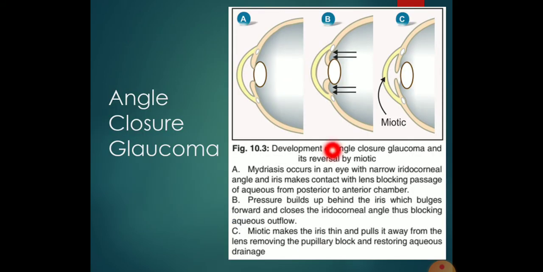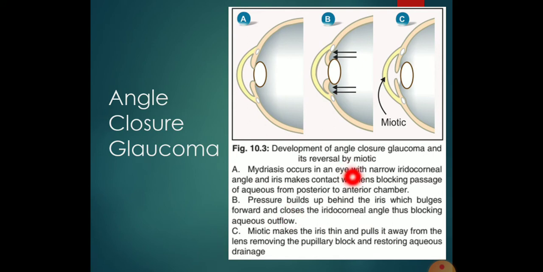So let's come to angle closure glaucoma. Mydriasis occurs in an eye with a narrow iridocorneal angle, and the iris makes contact with the lens, blocking passage of aqueous humor from the posterior to the anterior chamber. So it's very simple. Pressure builds up behind the iris, which bulges forward and closes the iridocorneal angle, thus blocking the aqueous flow.